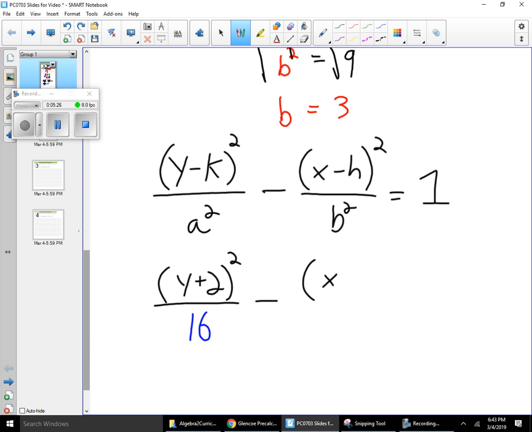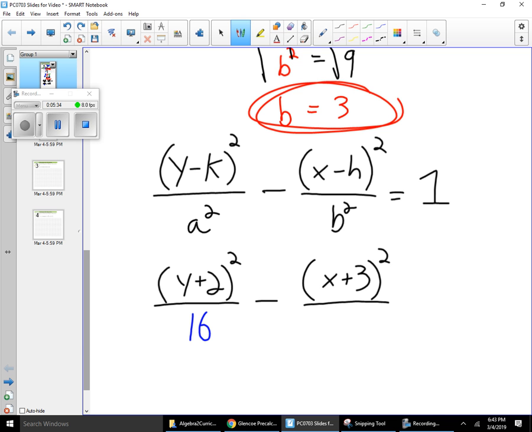We also have x plus 3. And that will be over b squared. B is the value that we just found. 3 squared will be 9. Whole thing equals 1.